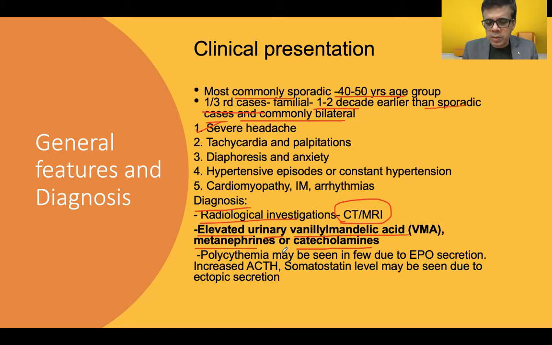Another interesting feature seen in pheochromocytoma is polycythemia due to aberrant secretion of erythropoietin, and there may even be ectopic secretion of ACTH and somatostatin. So their levels also may be increased in the blood in patients of pheochromocytoma.